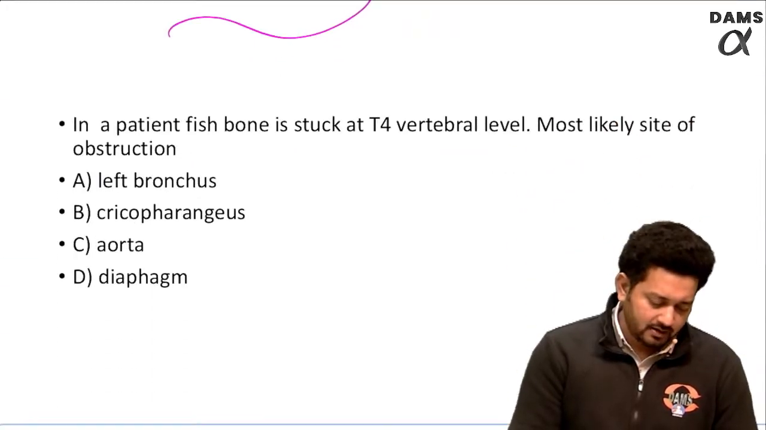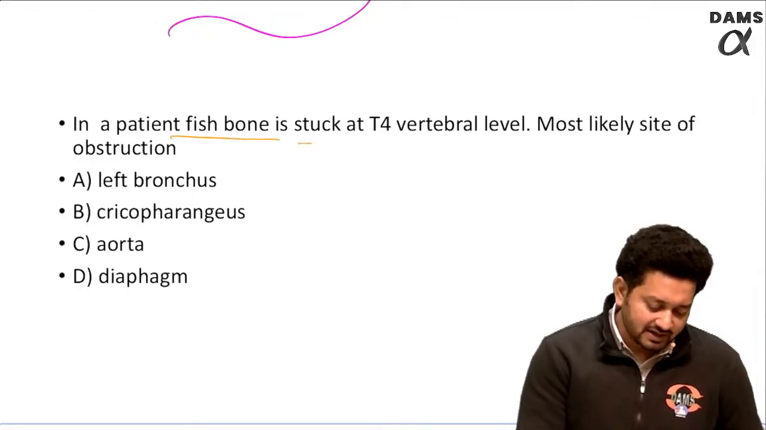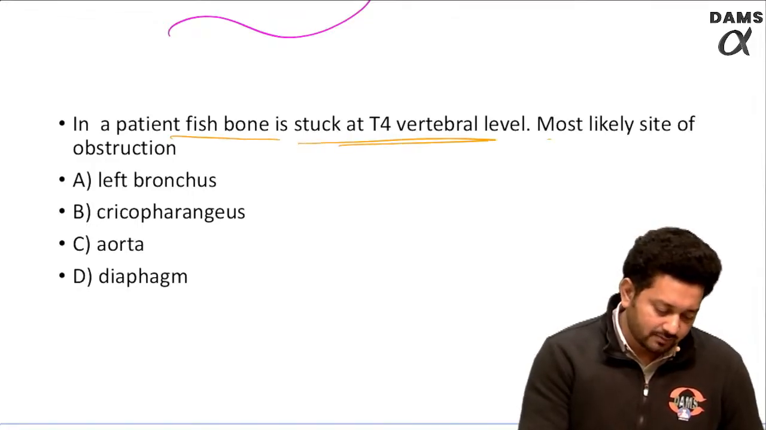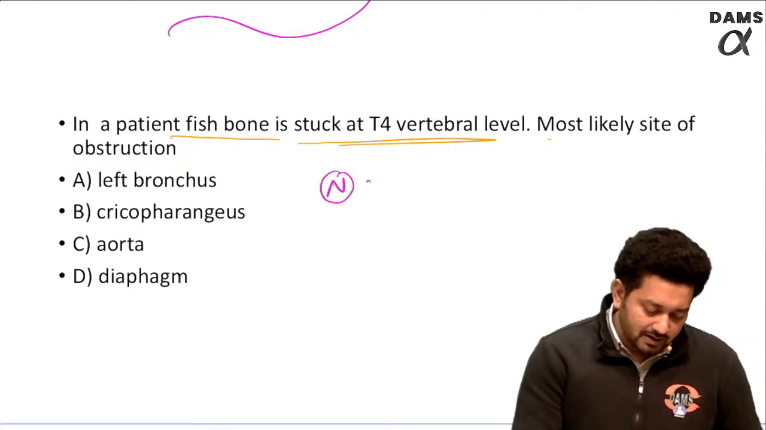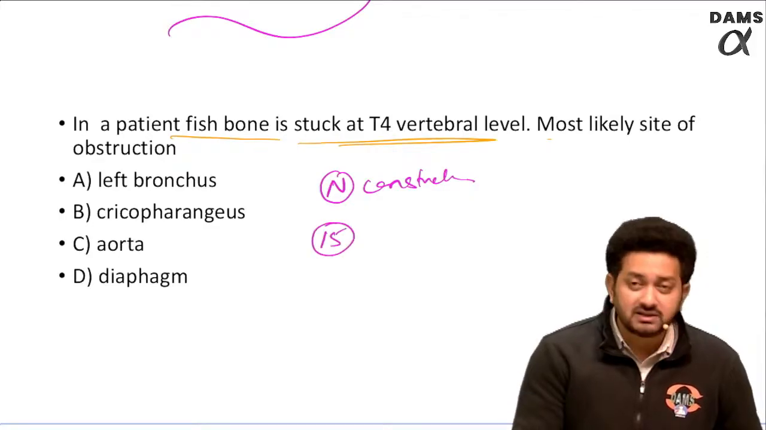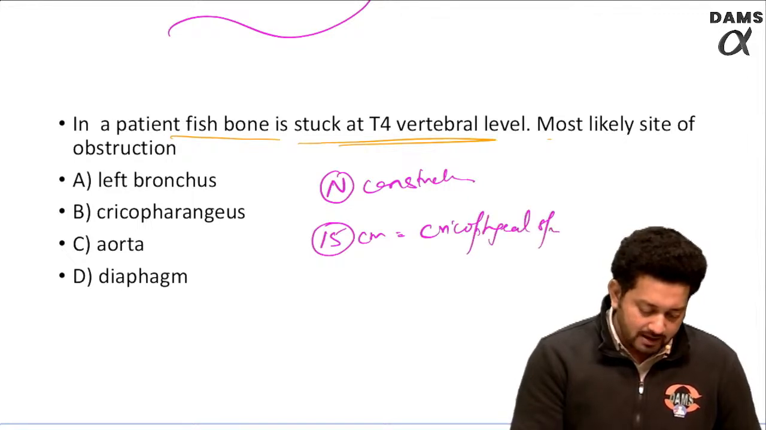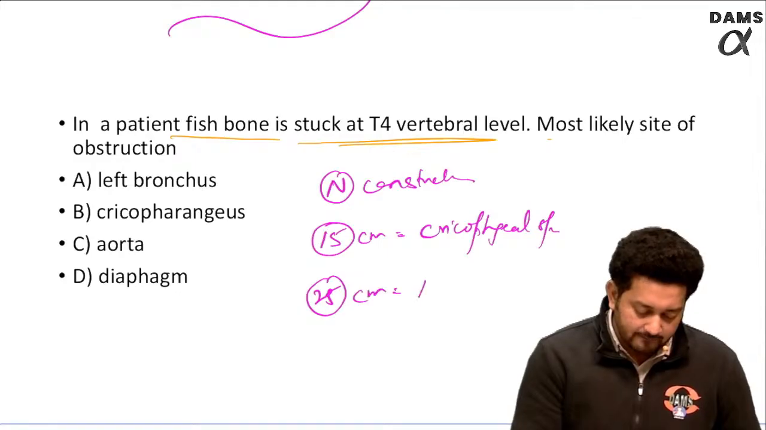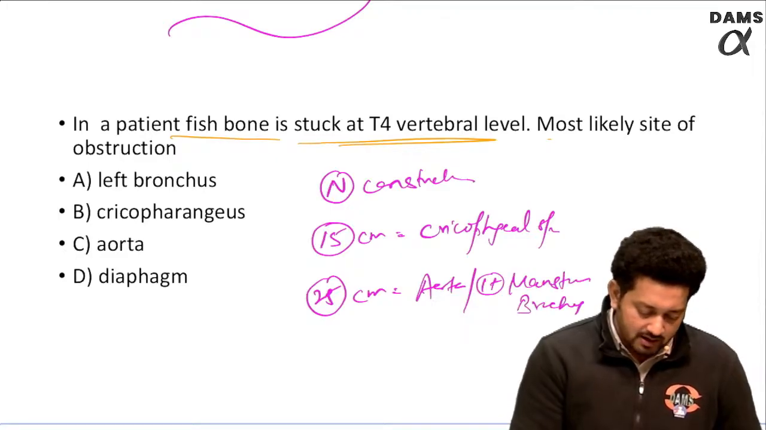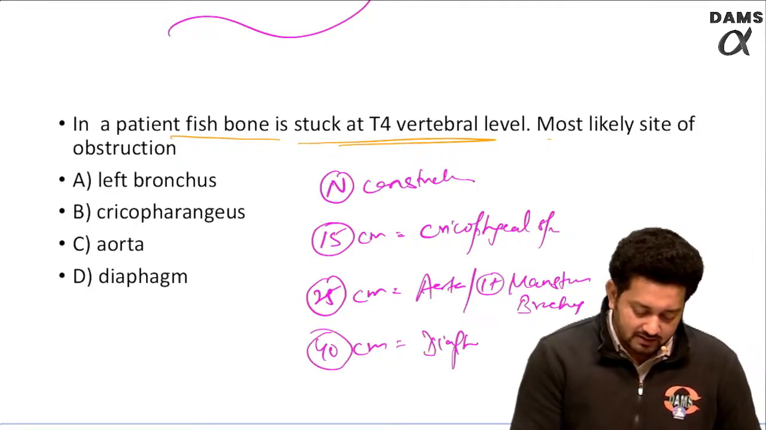Next question. In a patient, a fishbone is stuck at the T4 vertebral level, most likely site of obstruction. See, when we talk about the normal constrictions of the esophagus, we start measuring from the upper incisor at 15 centimeter, the cricopharyngeal sphincter, then at 25 centimeter, aorta or left mainstem bronchus, and at 40 centimeter when it enters at the diaphragm.